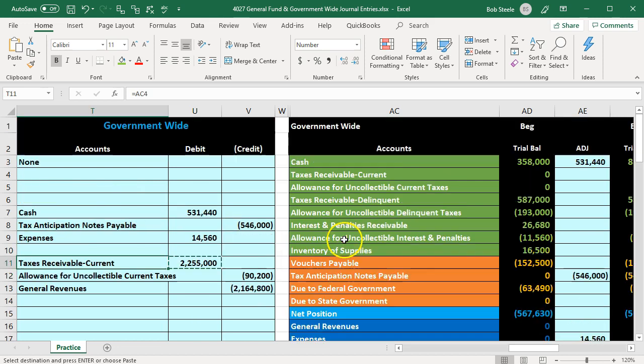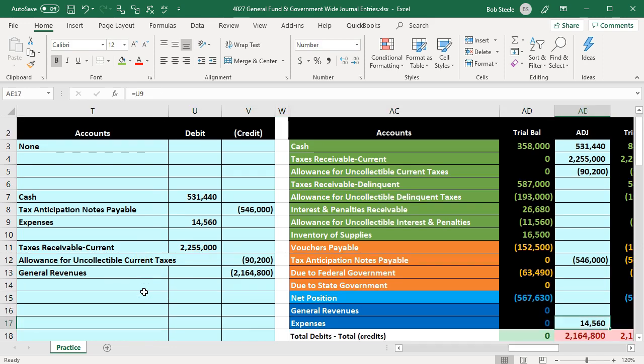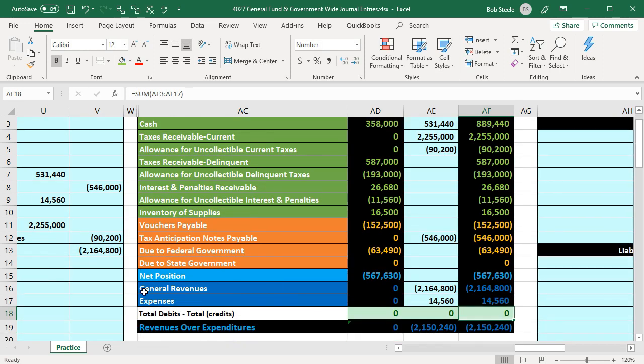Here's our taxes receivable up top, and the taxes receivable, we're in cell AE4 equals, scrolling down, picking up that 2255. Then we're going to pick up the allowance right below it. That's in cell AE5 equals, and we're going to pick up the allowance, 90,200. Then we're going to pick up the revenue. So the revenue is going to be down here. We're going to have the general revenue, which will be equal to that 2 million. That puts us back in balance.